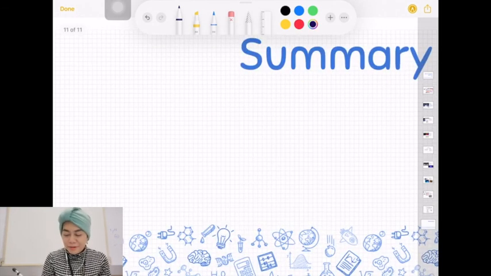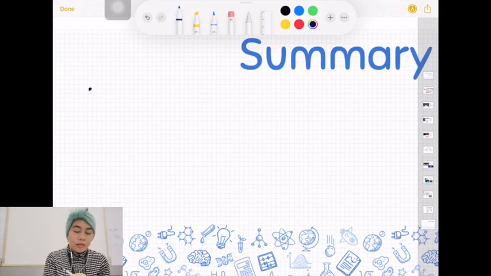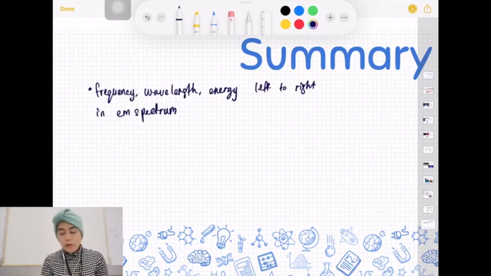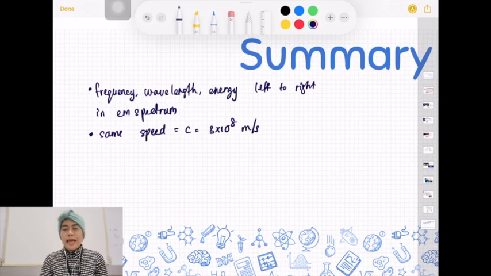And now for the summary. As a summary, you've learned how frequency and wavelength change as they go through the electromagnetic spectrum. You also learned that all of these waves in the electromagnetic spectrum travel at the same speed, which is the speed of light. You've also learned the application of each of the waves in the electromagnetic spectrum. Finally, you also learned the detrimental effects of each of the waves in the electromagnetic spectrum.